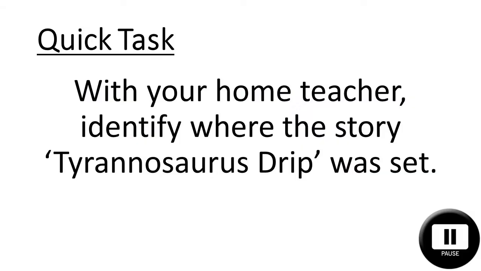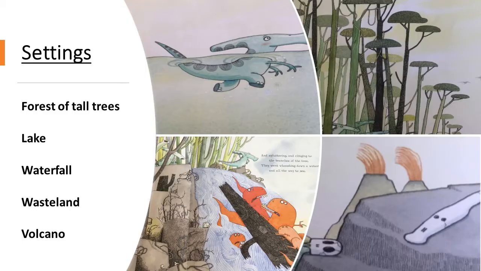Time for your first quick task. With your home teacher, identify where the story Tyrannosaurus Drip was set. Here are the settings we found. We found a forest of tall trees, a lake, a waterfall, wasteland, and volcanoes.